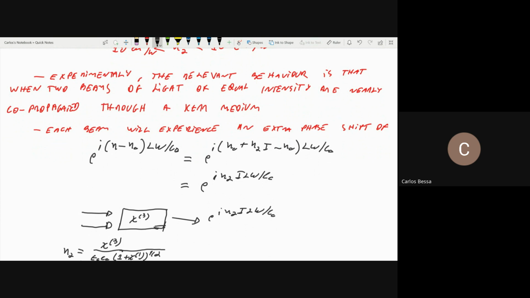So you can see this effect: if chi3 is too small, it can be considered that eta 2 is 0, and there is no phase difference. But when you activate that, when your field is strong enough that this could be relevant, a shift like this would happen.